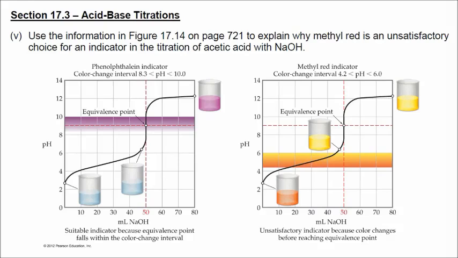So phenolphthalein is fine, since that color range is within the rapid rise portion of the curve, but methyl red would be inappropriate because the color changes before reaching the equivalence point.